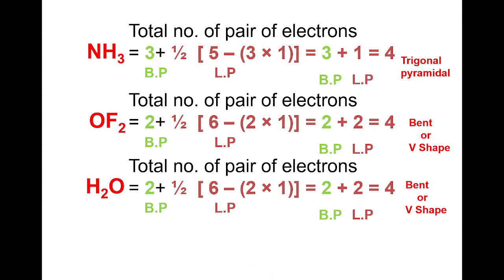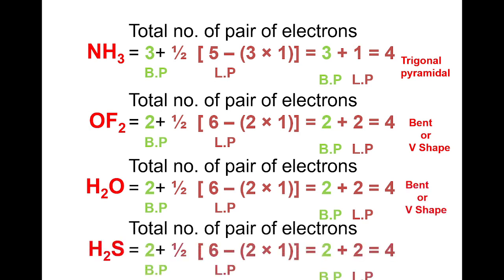So in this way, you have to predict the shape of all these neutral molecules. In case of H2S, similar to H2O, the two surrounding atoms are hydrogen, and sulfur is the central atom. So the outermost electron of sulfur is 6, and for the two surrounding atoms, 2 into 1, where 1 is the valency of hydrogen.